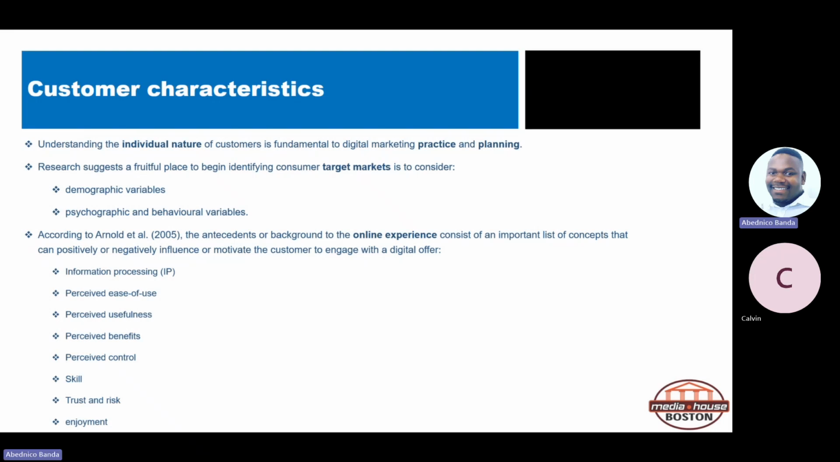Is it easy to install it? Do I need to find somebody who can come and fit it in my room? Otherwise, if it's difficult to use, then I'm not going to buy it. And this is based on assumptions as I gather the information. That's why it's called perceived ease of use.